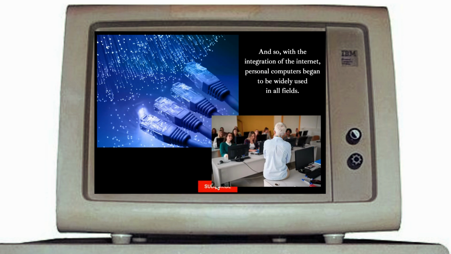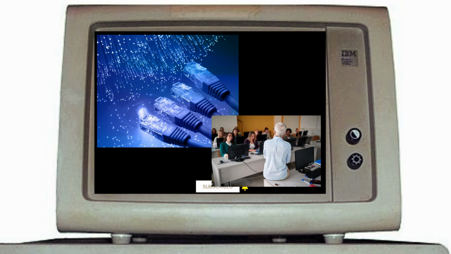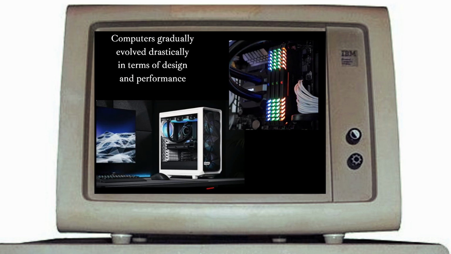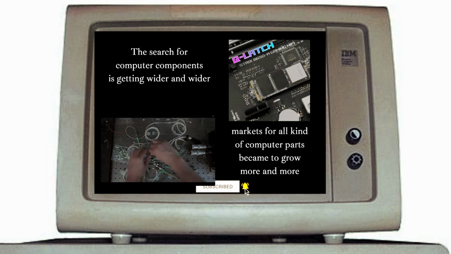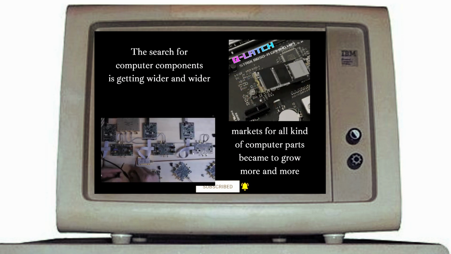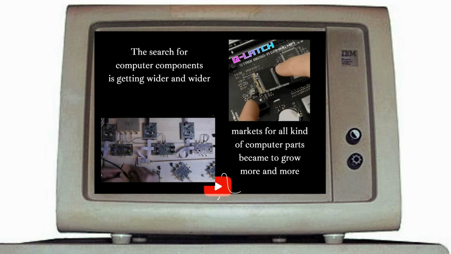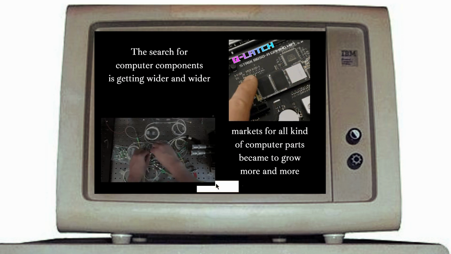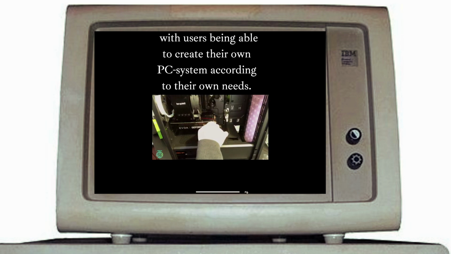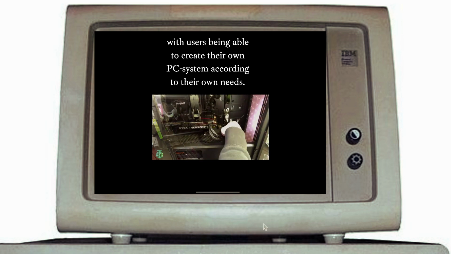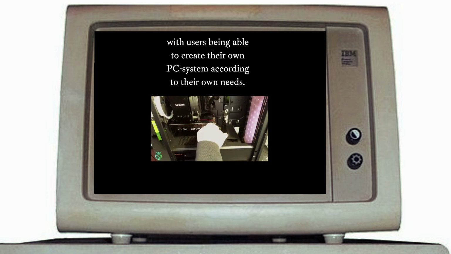And so, with the integration of the internet, personal computers began to be widely used in all fields. Computers gradually evolved drastically in terms of design and performance. The search for computer components is getting wider and wider. Markets for all kinds of computer parts began to grow more and more, with users being able to create their own PC system according to their own needs.